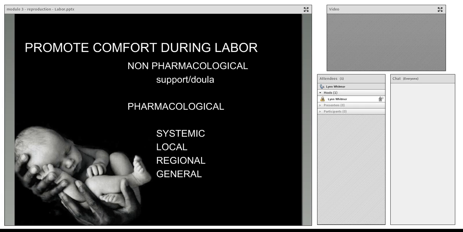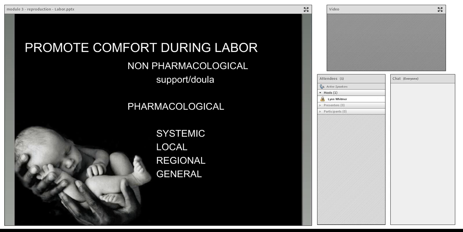Pharmacologically, of course, there are the systemic medications, which I've already mentioned, Nubain and Stadol. Local anesthesia, where we inject the perineum or do a pudendal block, is not done much anymore, but it is mentioned in your textbook. The pudendal block innervates the pudendal nerves, which get very close to the perineal area, which then the cervical pain goes away.